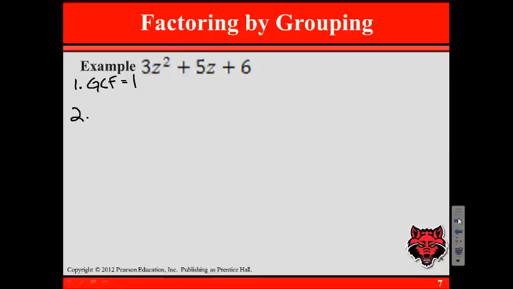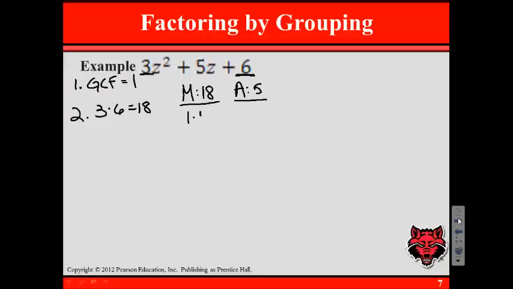Step 2, we multiply the coefficient of the squared term and the constant. 3 times 6 is 18. Now we want numbers that multiply to 18, but that add to 5. Because our product and our sum are positive, we will use two positive numbers.